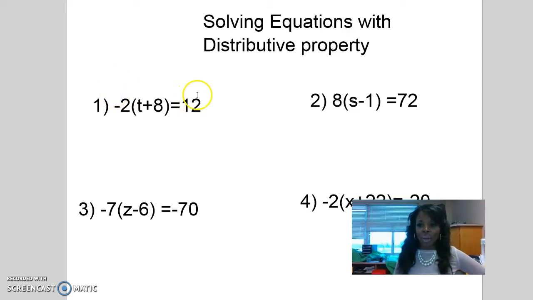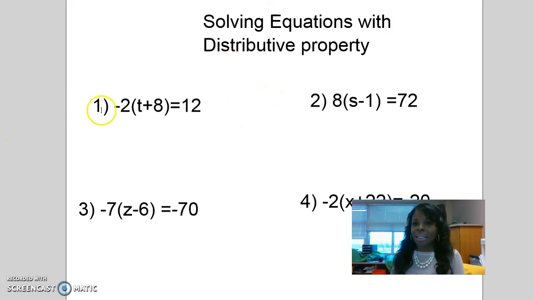Hi guys, we've been solving equations, and now we are going to solve equations with distributive property, and they're called multi-step equations. So if you don't have this worksheet, write down solving equations with distributive property.